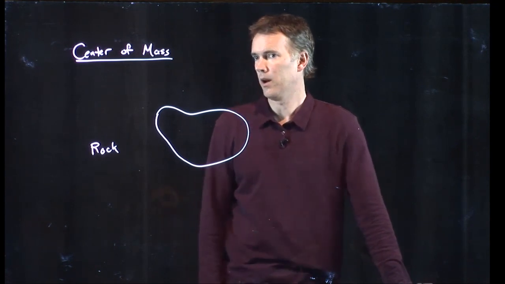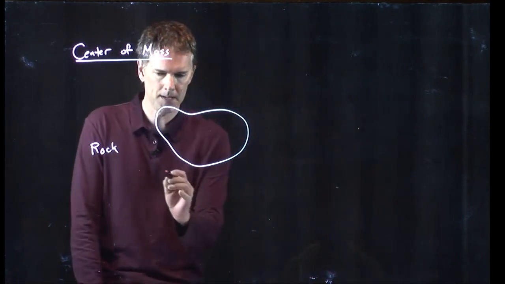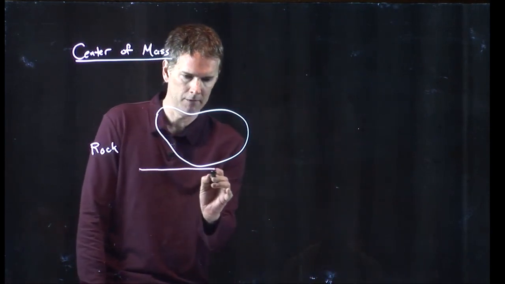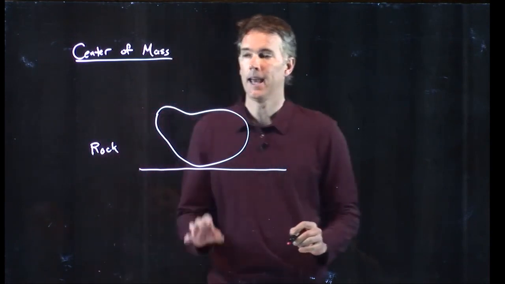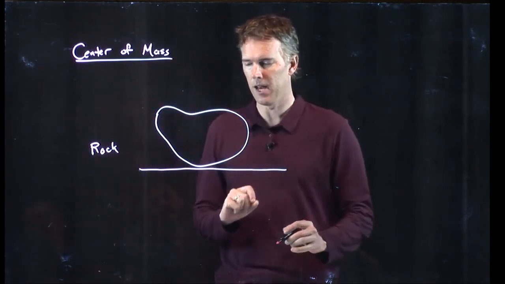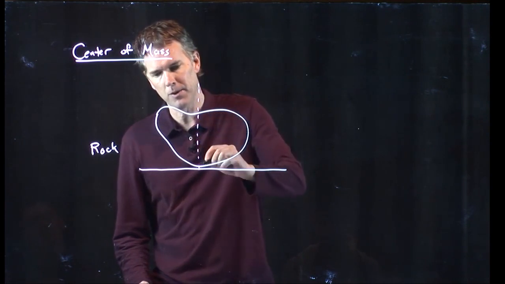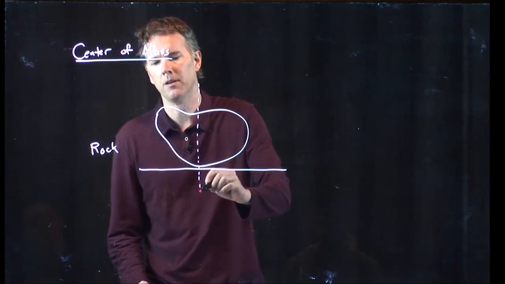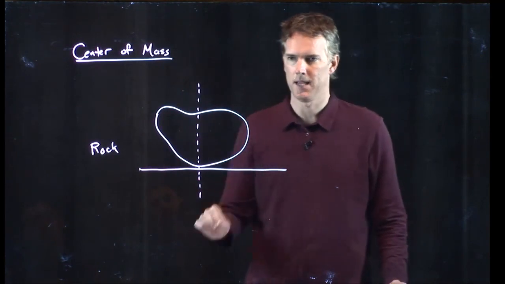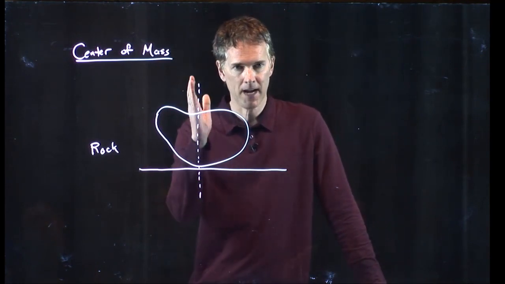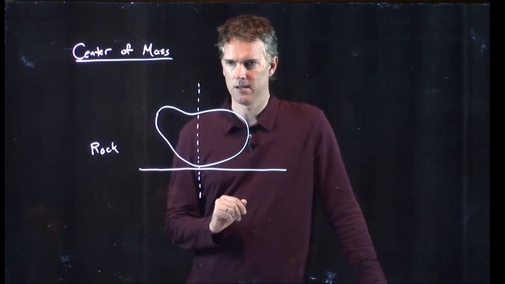Okay, excellent. So why don't we take that rock and let's put it on the table. And if I put it on the table and I can get it to balance, then I can draw a line straight down through that intersection point between the rock and the table. And the center of mass has to lie along that line.